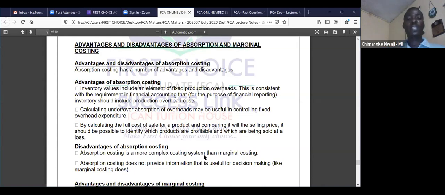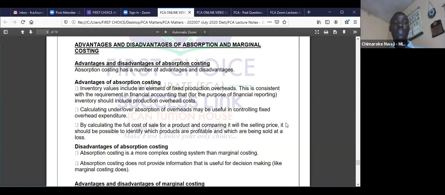Now, calculating under or over absorption of overhead may be useful in controlling fixed costs. So you see, when you have over absorption of costs, you know that you are taking too much in your budget. It's a way to control it. Now, by calculating the full cost of sales for a product and comparing it with selling price, it should be possible to identify which products are profitable and which ones are in a loss-making position.